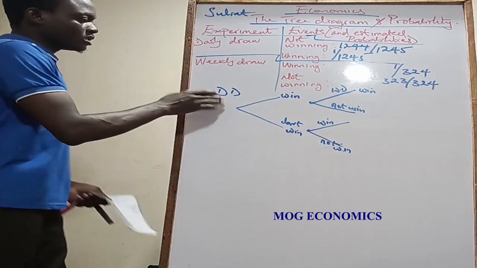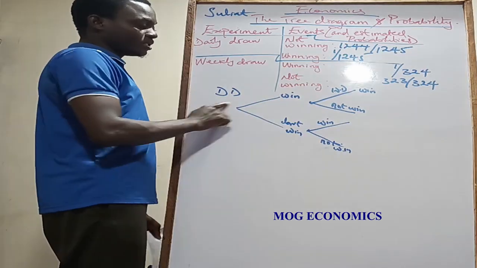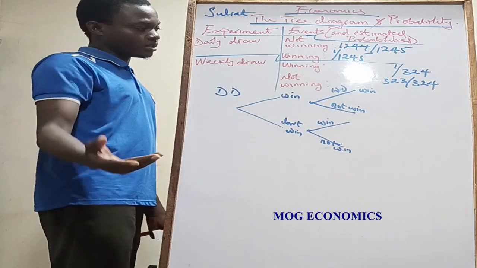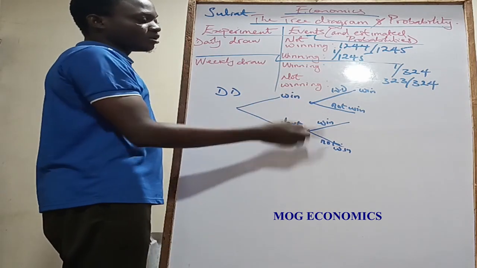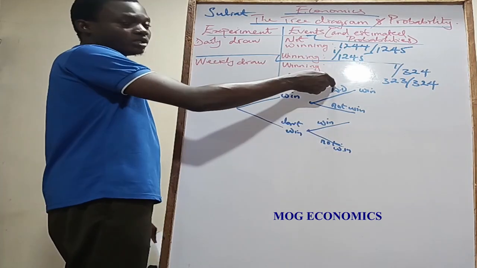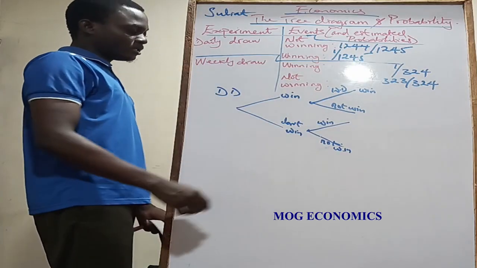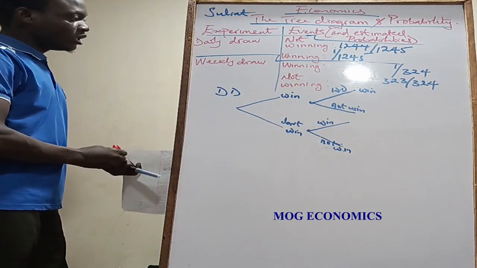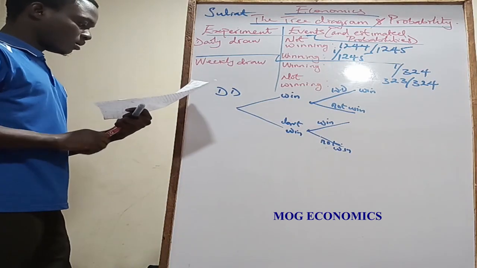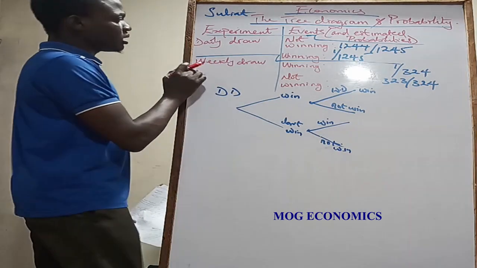For the first one, the daily draw, she may win, she may not win. If she happens to win it, we still have the weekly draws. She may win a weekly draw, she may not win a weekly draw. If she does not win a daily draw, she may still win the weekly draw, or she may not win it. So what are the different probabilities? If she were to win a daily draw, what's the probability of winning a daily draw?